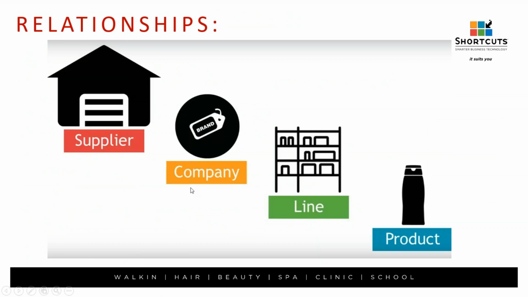So what is this relationship I'm talking about between supplier, company, line, and product? In your Shortcuts inventory, these items are actually connected, and this is exactly how the hierarchy works. At the top level, you should create a supplier. Whether you have one major supplier or multiple suppliers, if you're ever ordering or receiving using the Shortcuts system, you want to make sure that this is always where you begin. And then once you have a list of suppliers available, you'll want to introduce your companies, your lines, and your individual products.